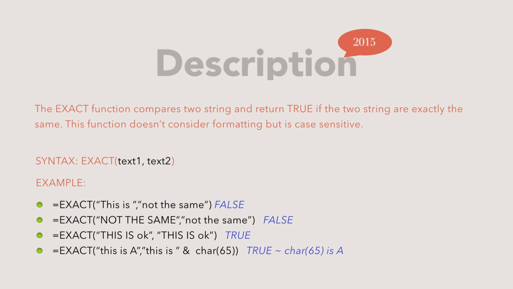And here we are combining the concatenate operator, which is the ampersand, and the character 65. Like we mentioned before, we can use CHAR to take the numeric ASCII value and represent it as a character in the character set. So CHAR(65) is a capital A, so it is the same as this capital A. So both of them are TRUE.